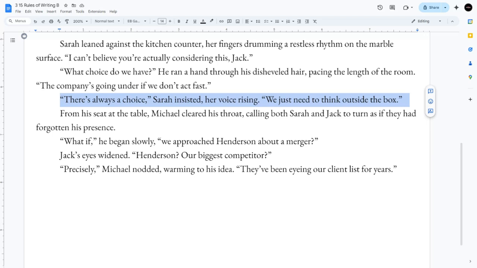Now, Michael clears his throat, which is not a dialogue tag, but it indicates that Michael is the next one talking. "What if," he began slowly. "We approached Henderson about the merger." So we know that's Michael. It's inferred. We're trusting the reader. If I really wanted to, I could do, what if Michael began slowly, but it is inferred. Jack's eyes widen. So far, the only real dialogue tag I've used is Sarah insisted. I'll highlight that.